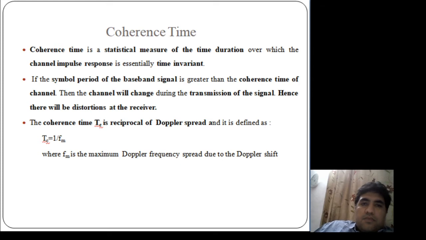Next is coherence time. Coherence time is the statistical measure of the time duration over which the channel impulse response is essentially time invariant. That means if the symbol period of the baseband signal is greater than the coherence time of the channel, in that case the channel will change during the transmission of the signal, hence distortion will occur. But if the symbol period of the baseband signal is less than the coherence time of the channel, in that case no distortion will occur at the receiver. Coherence time is inversely proportional to the Doppler spread, that is, it is the reciprocal of Doppler spread.